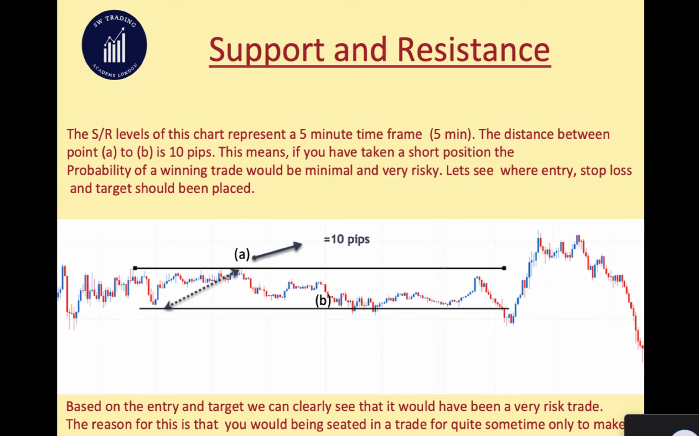Let's see where the entry and stop loss and target should be placed, okay? So here we have our entry level, okay? Here we have our stop loss, and here we have our target, okay? So based on the entry and target, we can clearly see that it would have been a very, very risky trade. The reasons for this is that you would definitely be sitting on this trade for quite some time only to make around 4 to 5 pips, which is not much at all, okay? So you are kind of risking a lot of your capital here for just a very small amount of pips, okay?